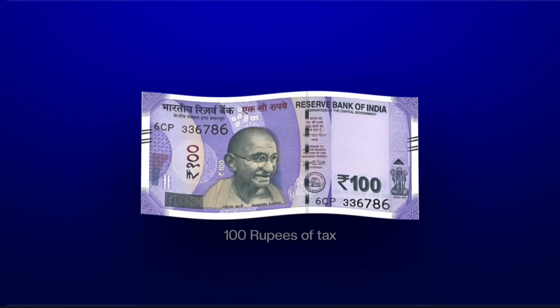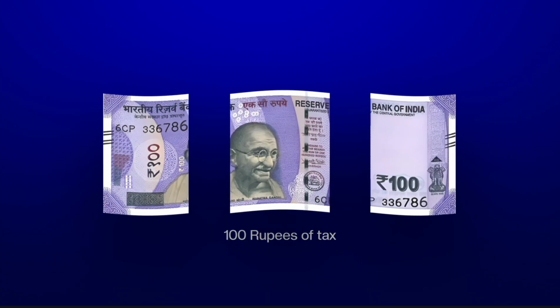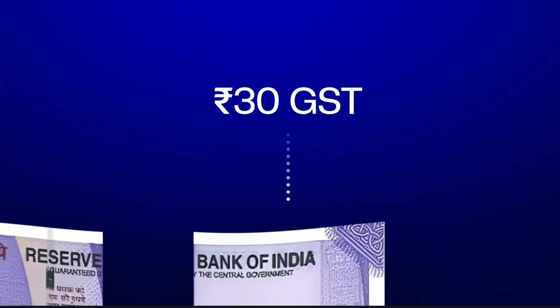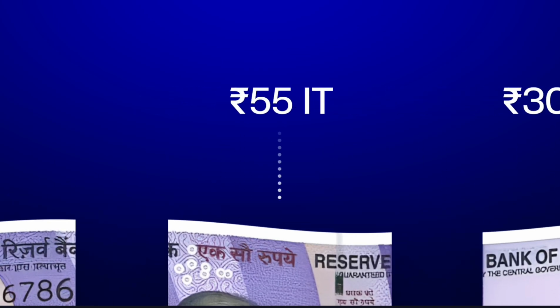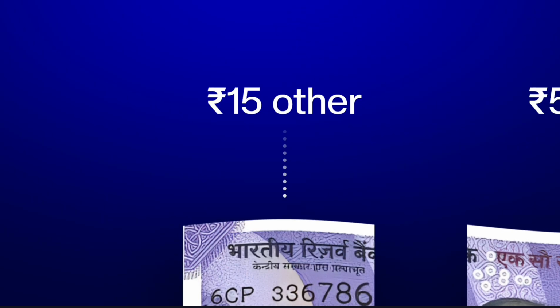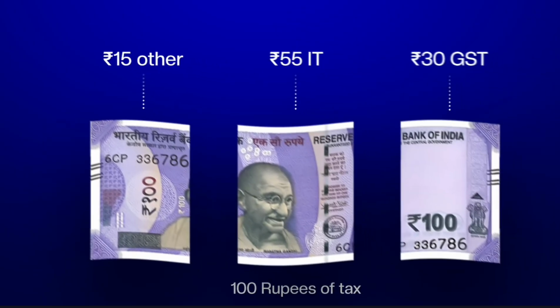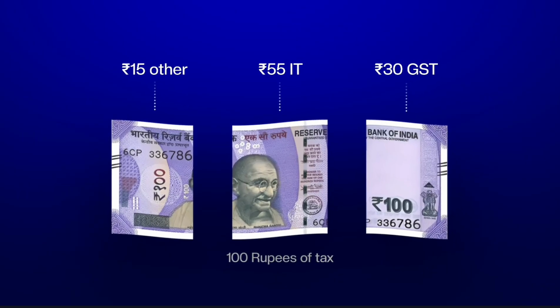Do you know? If the Indian government earns 100 rupees of tax, then what are the components of these 100 rupees? The government will earn 30 rupees as GST. Then they will earn 55 rupees as income tax. And lastly, they will earn 15 rupees as other taxes. So these are the elements of 100 rupees of tax earned by the Indian government.